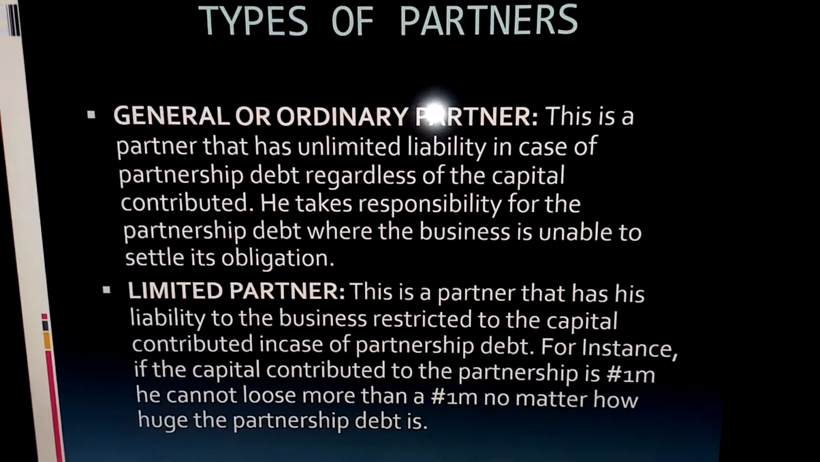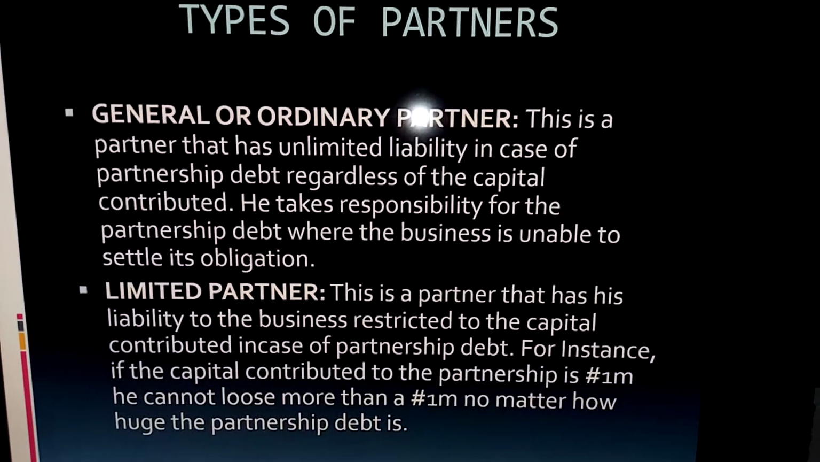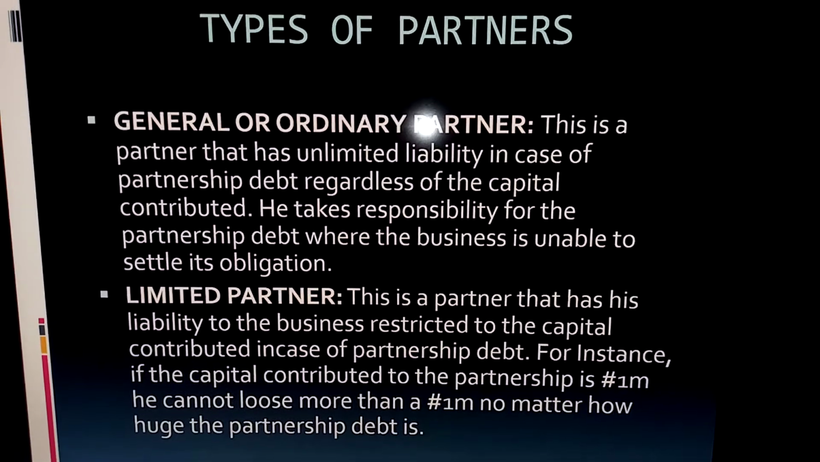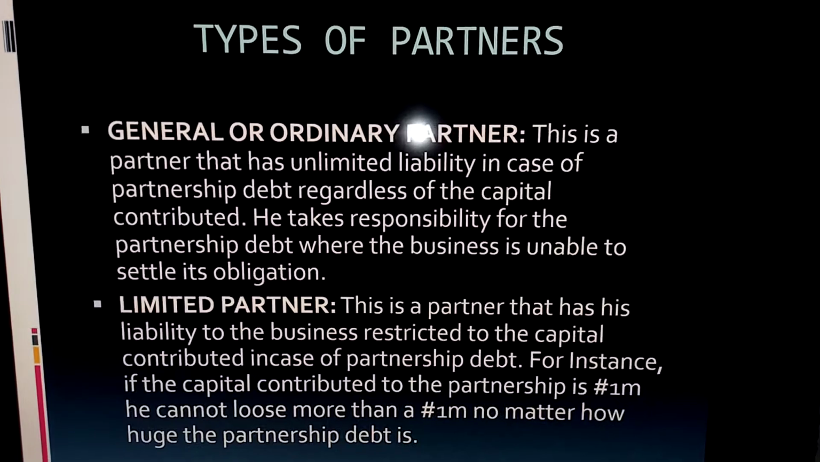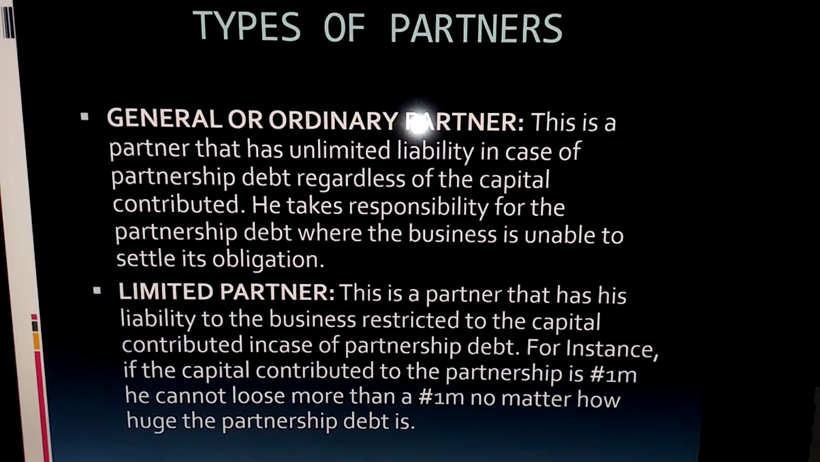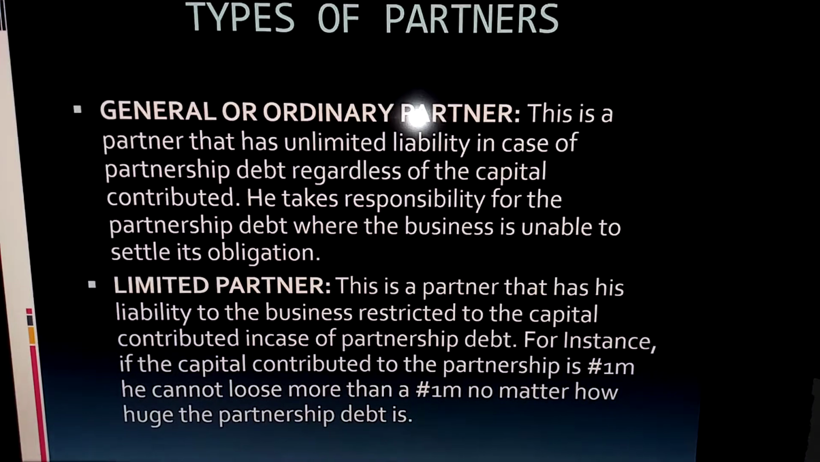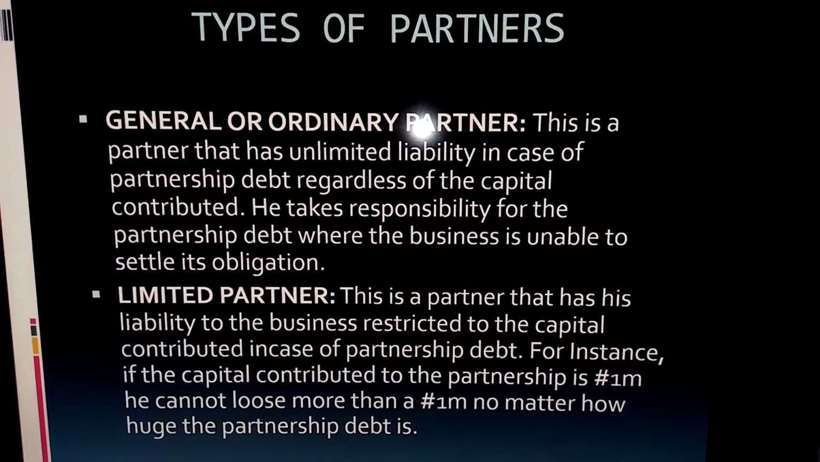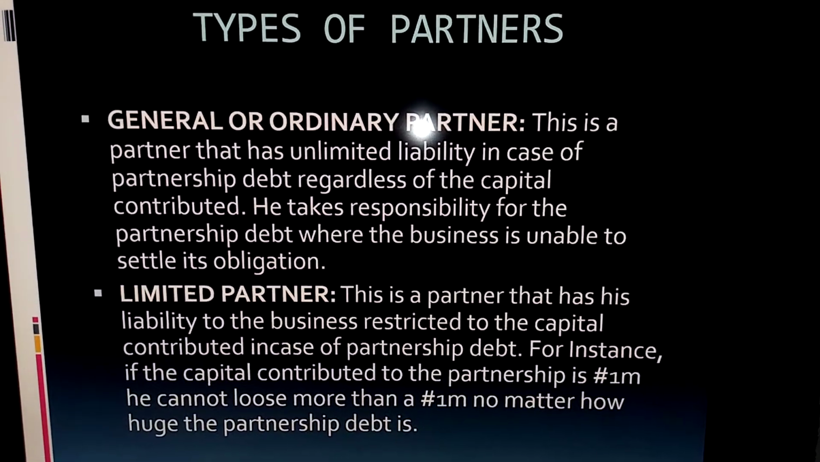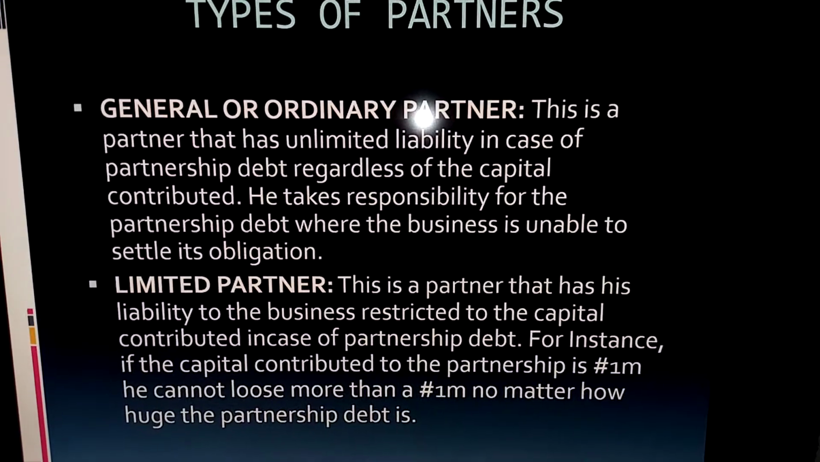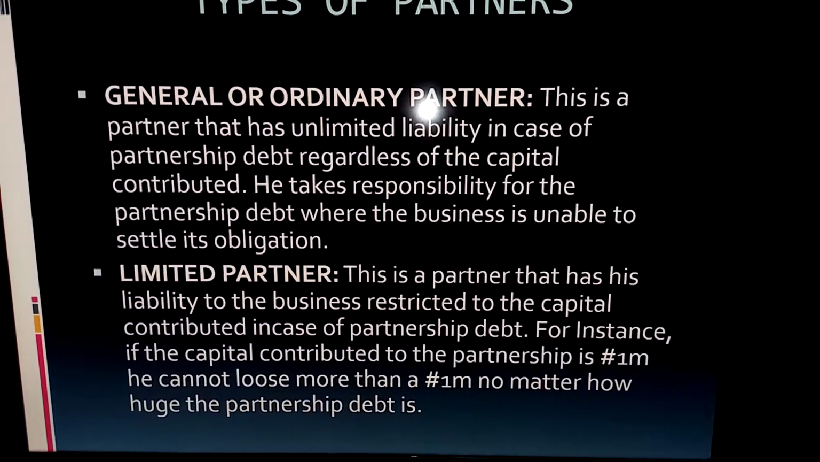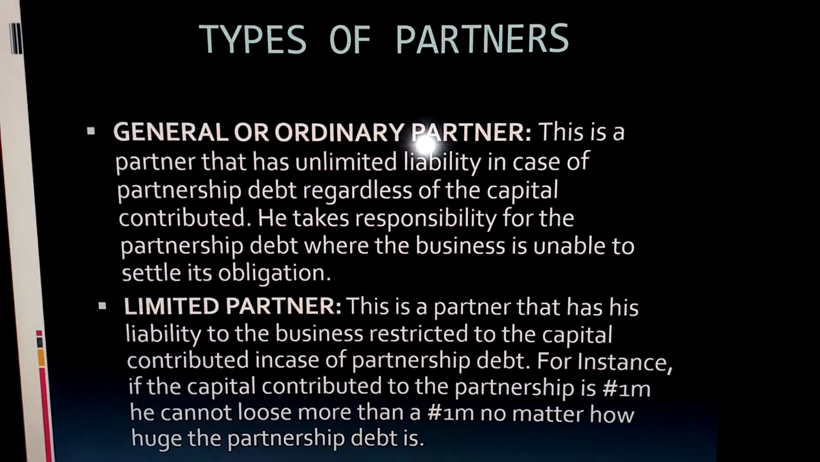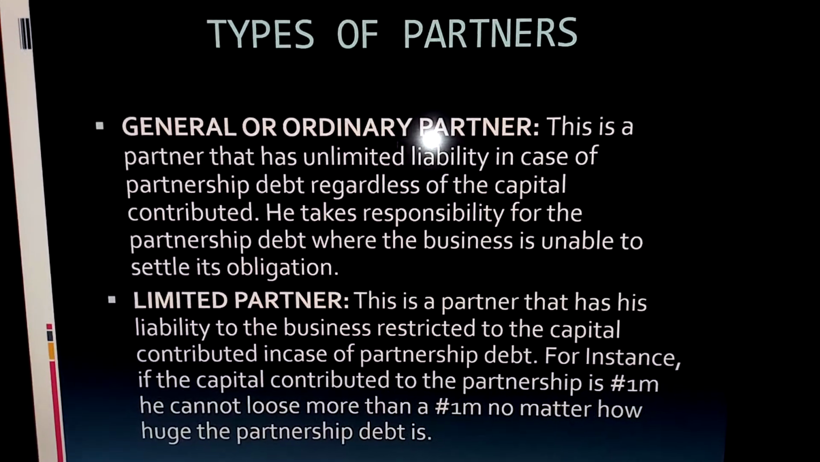Now, types of partners. The partnership business has various partners, and these partners are of various types. The first one is the general or ordinary partner. If a partner is referred to as general or ordinary, it means that the partner does not have limited liability. That is, the partner's liability is unlimited in case of partnership debt, regardless of capital contributed. Even if you have contributed 10 billion, when there's a partnership debt, you are also responsible. That's why they call you a general or ordinary partner.